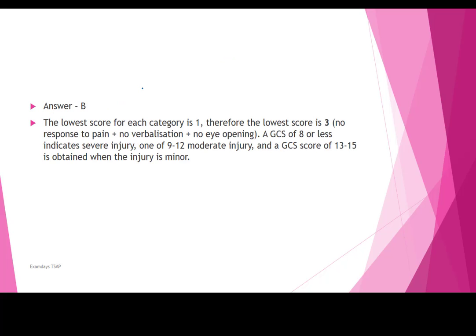because each category has a minimum of 1, therefore the lowest score is 3: no response to pain, plus no verbalization, plus no eye opening. A GCS of 8 or less indicates severe injury, 9 to 12 indicates moderate injury, and a GCS score of 13 to 15 is obtained when the injury is minor.